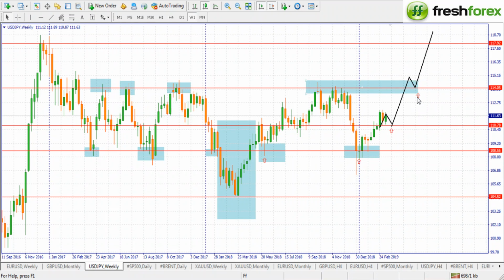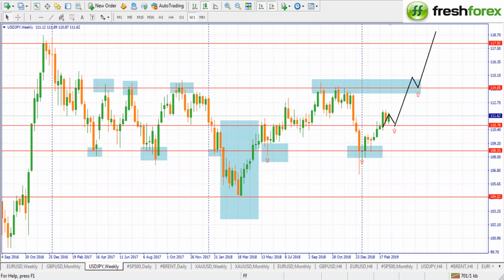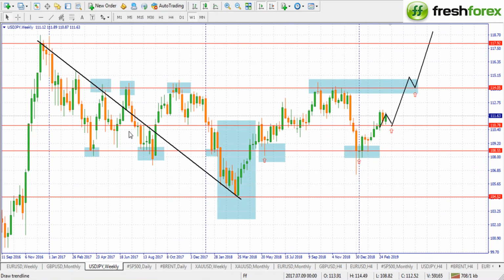Pick the second buy from that point, expect price to go up. So somehow there's some shape forming from this point to that point. It's like some wider V. This is how it looks.